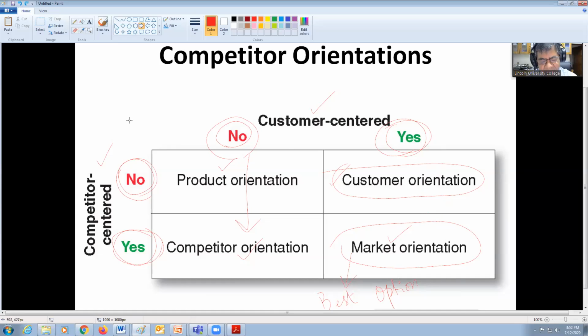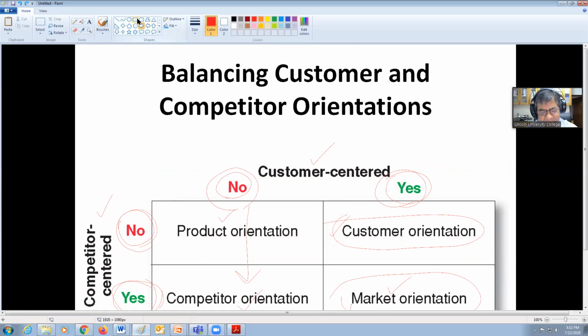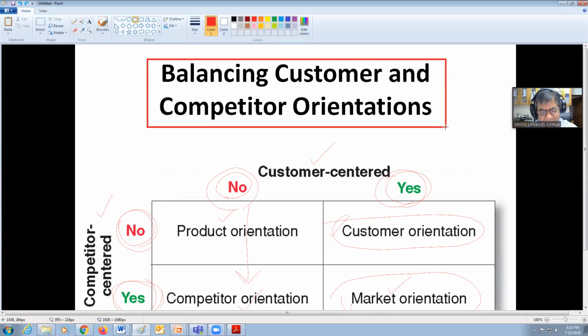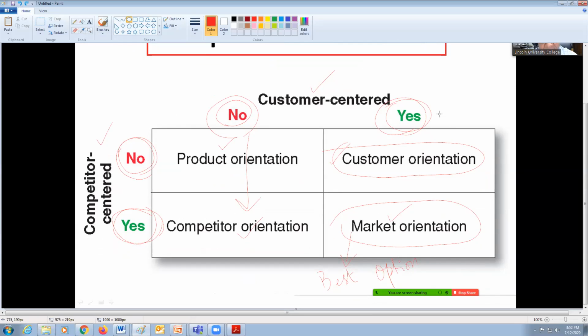So what is happening now? Balancing customers and competitor orientation. That means how do you balance between customer and competitor? So what they're saying is that customer-centered, if the best option is market orientation, this is yes, and this is also yes.